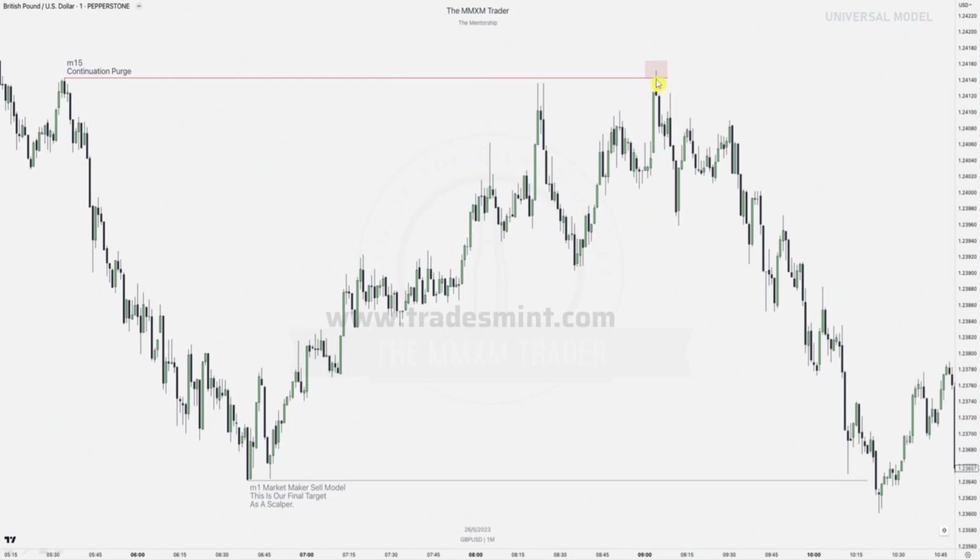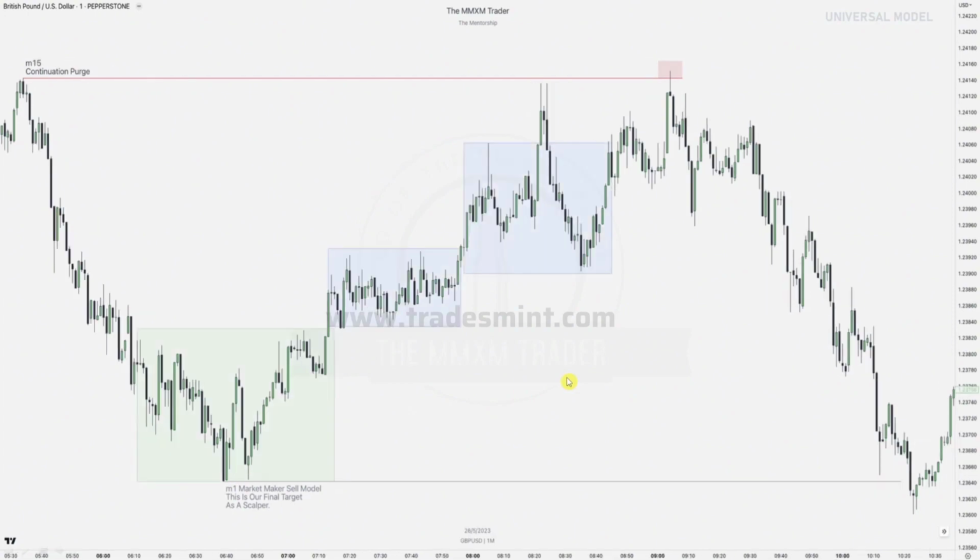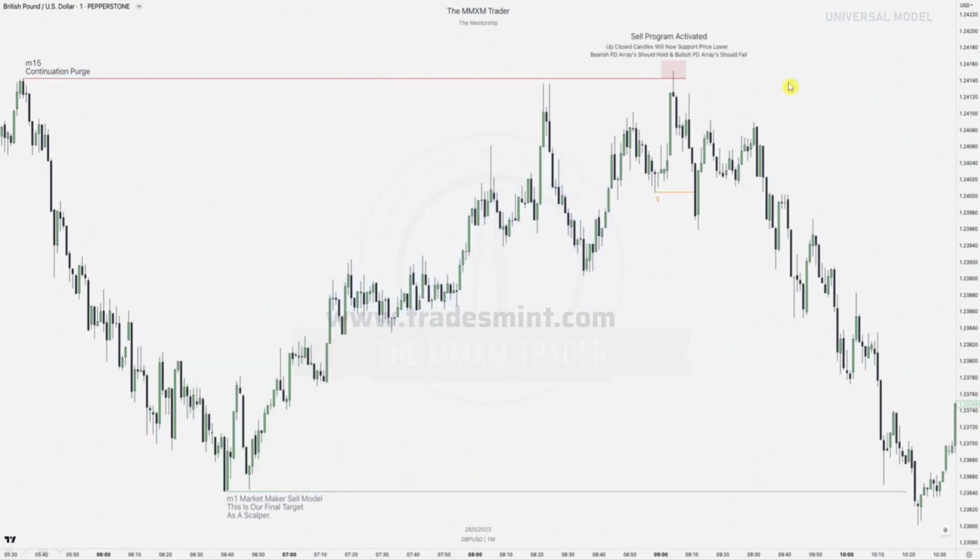It is all fractal. Instead of a 4-hour purge or a daily purge, now we're looking at that 15-minute purge because we are scalpers, right? Again, market maker sell model is completed once we take out this original consolidation and that sell side liquidity down here. Outline that original consolidation, accumulation phase number 1, accumulation phase number 2, and smart money reversal up here. So what happens after we take that external range liquidity? We are now activating a sell program.